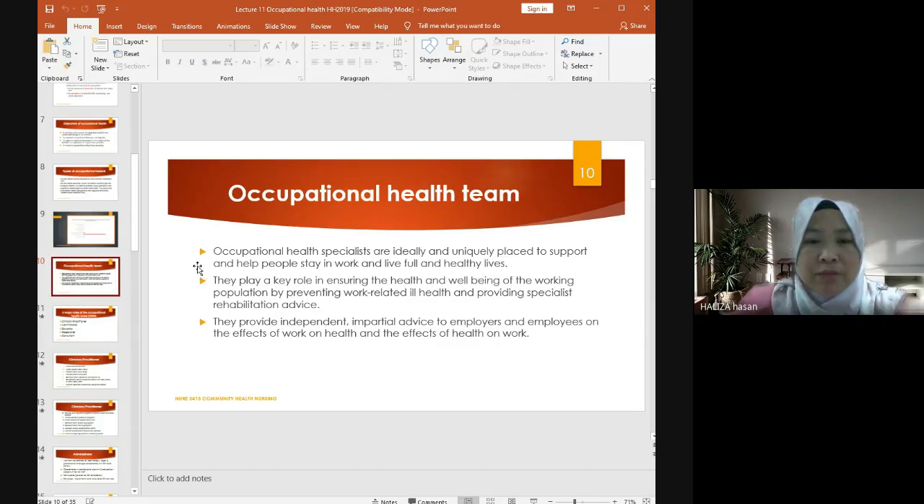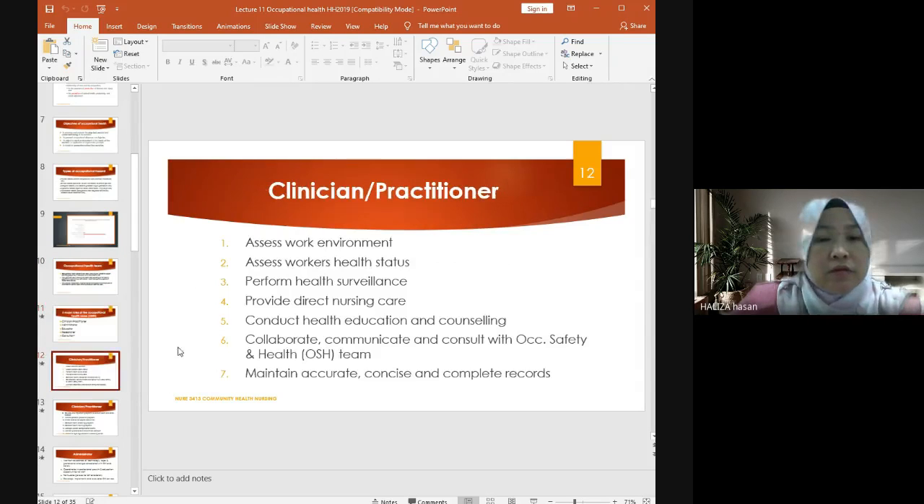Okay, occupational health team. As a practitioner, they have to assess work environment, assess workers' health status, perform health surveillance, provide direct nursing care, and conduct health education. Since they are responsible to prevent, they have to provide awareness, provide the health education, counseling, and collaborate, communicate, and also consult with the occupational safety and health team.